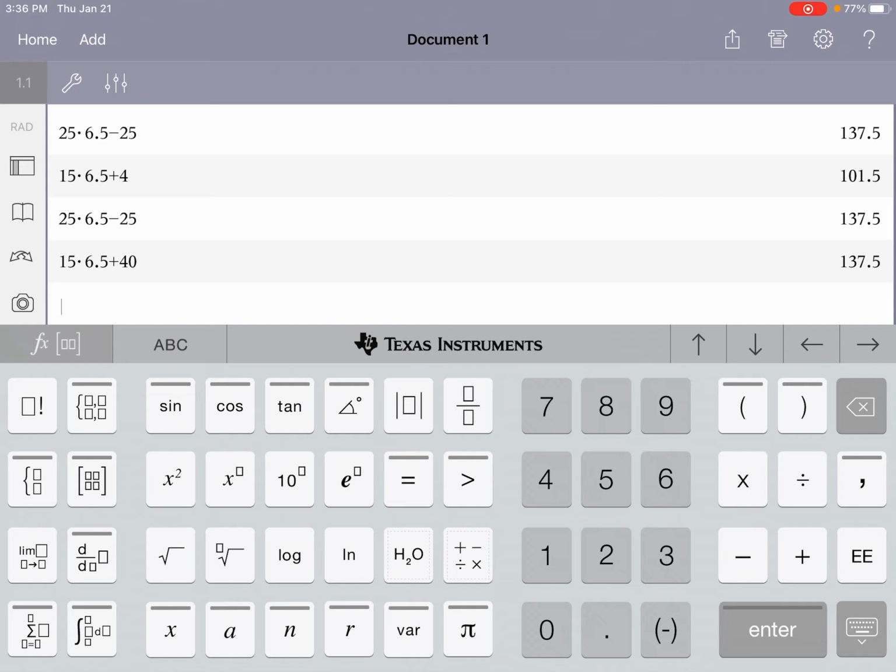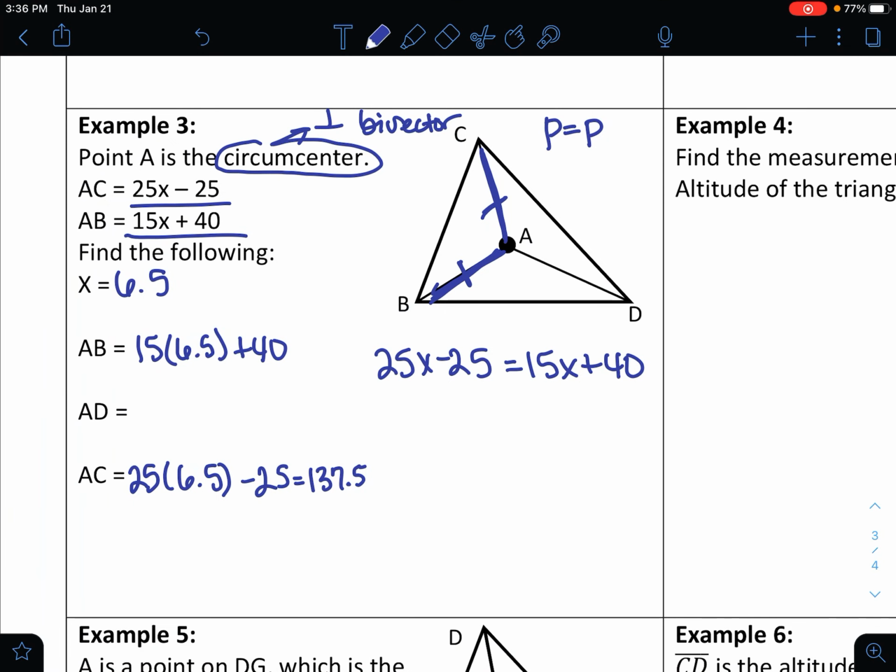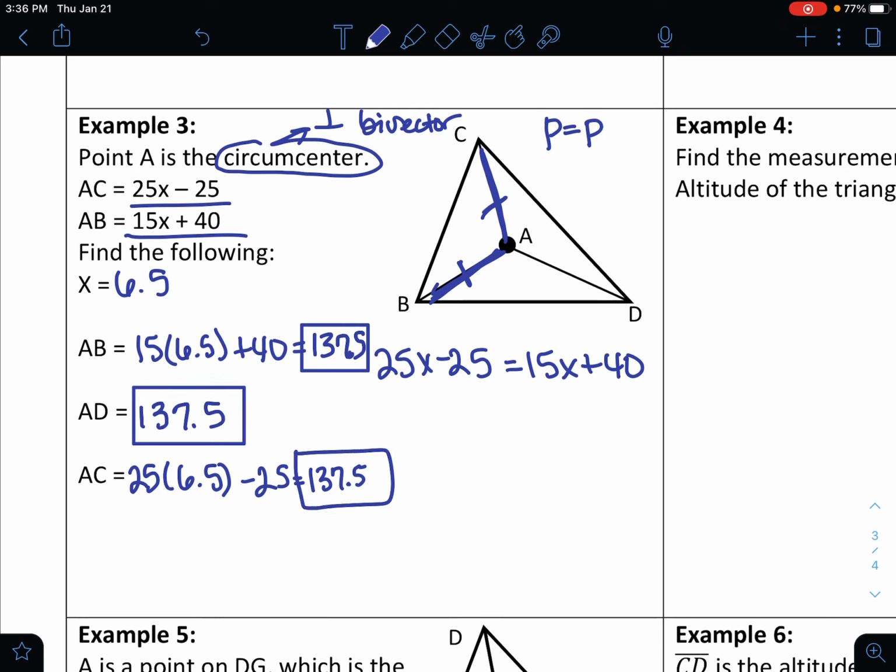I don't know if you can see it, but the third line from the bottom, I put 6.5 plus 4 instead of plus 40. All right, and that would be 137.5 again. So there you go, 137.5. Okay, so I'm going to keep this mistake. I'm not going to edit it out so that you guys can kind of get a sense of what you can do if that happens to you. All right. And again, AD is congruent to the other parts. AD is right here, and it's congruent to the other two, so it should also be the same.